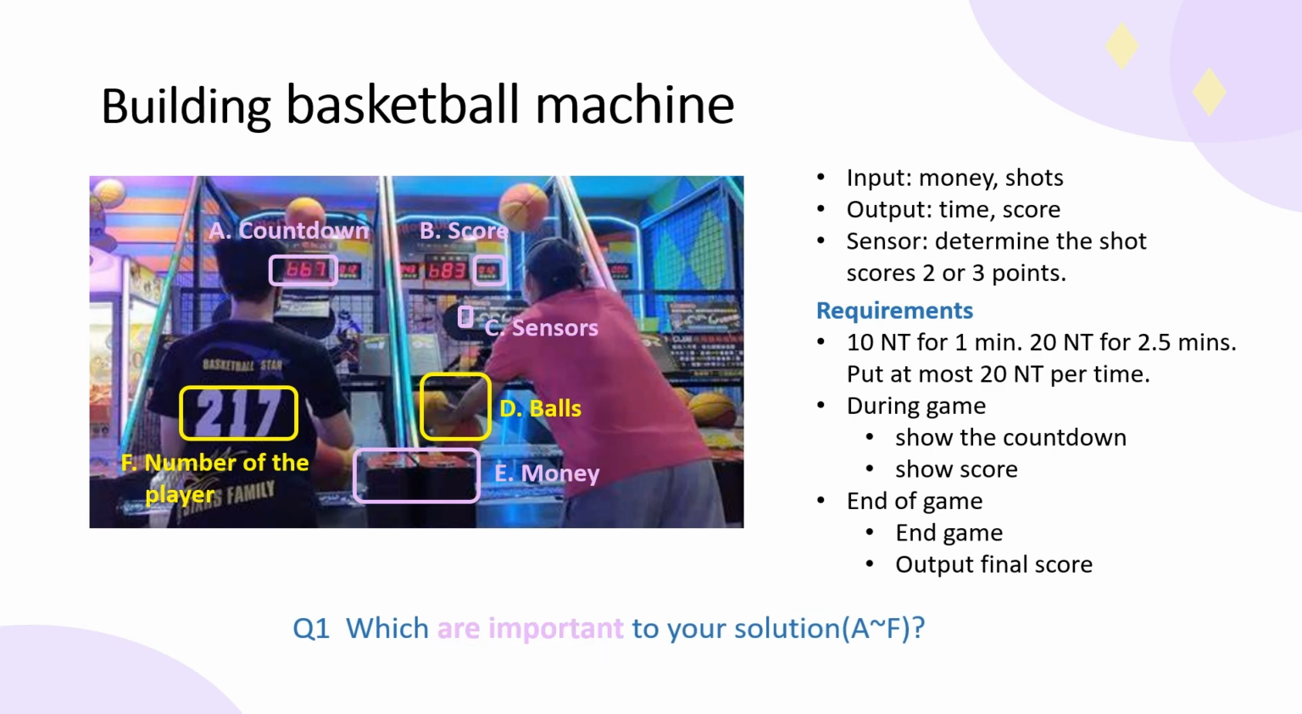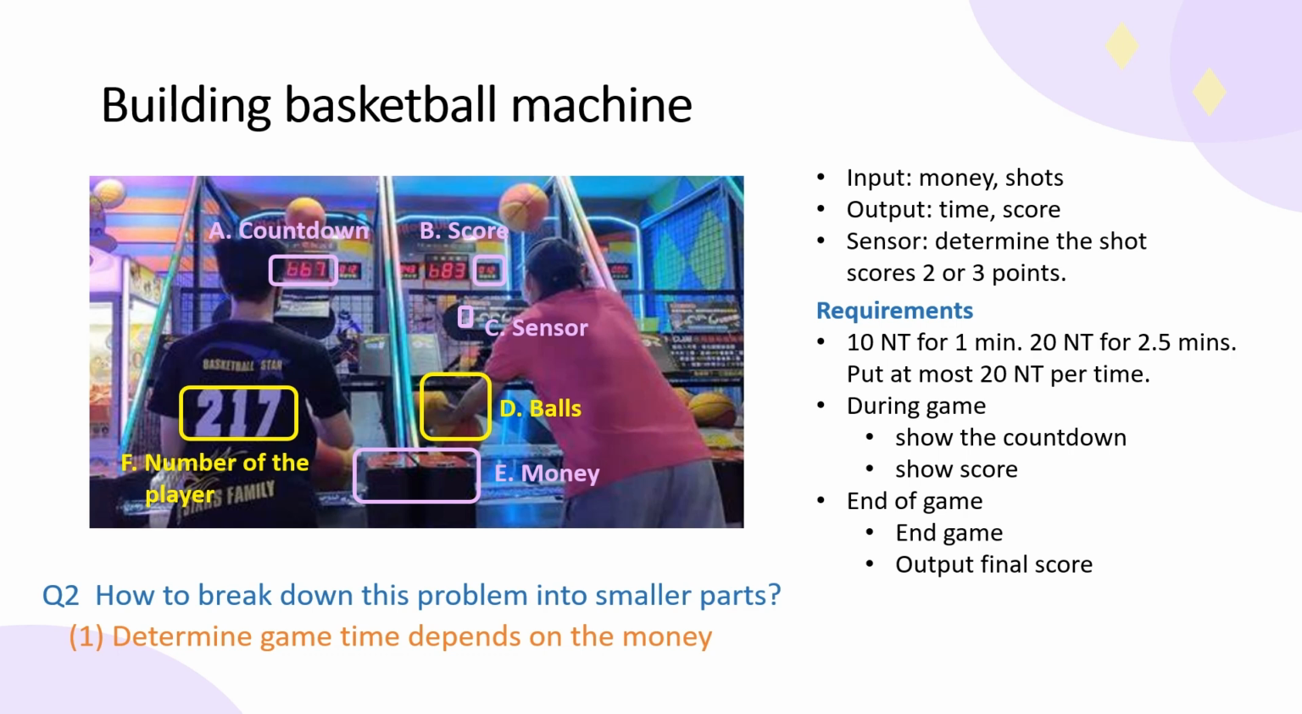Okay, as for the first answer, which are important to your solution? My answer will be A, B, C, and E. For the D, the ball parts, for the program of the machine, it doesn't matter whether the player throws a ball or not, or the number of the balls. What matters to the score is whether the sensor is triggered or not, right? As for F, the number of the players, the number of the players won't affect the program. Just the sensor and time affect the outcome of the game.